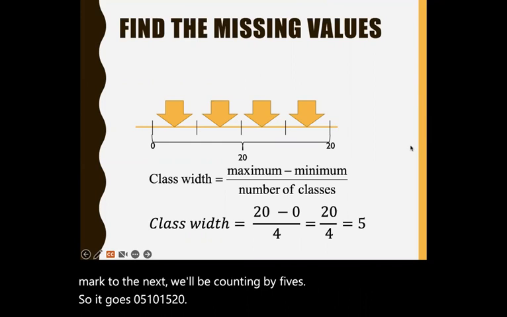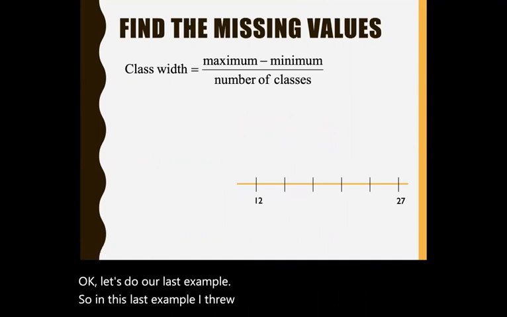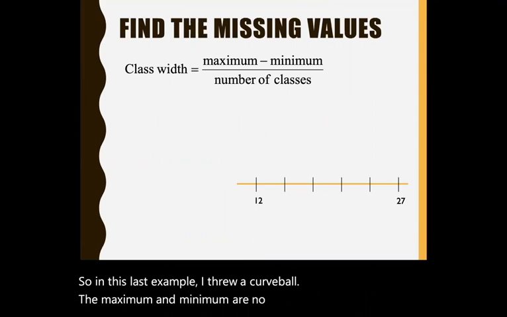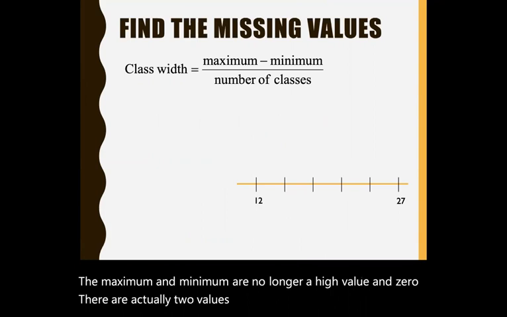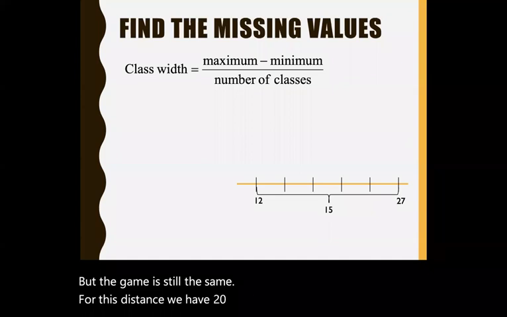Okay, let's do our last example. So in this last example, I threw a curveball. The maximum and minimum are no longer a high value and 0. There are actually 2 values here, but the game is still the same. For this distance, we have 27 minus 12, which gives us a span of 15.